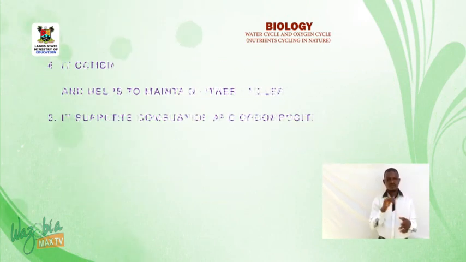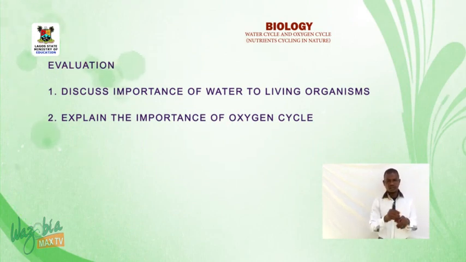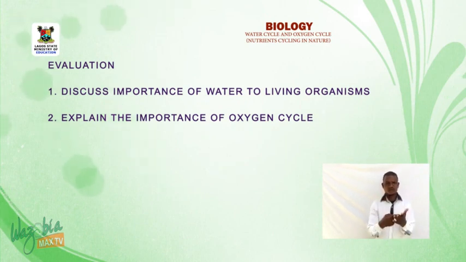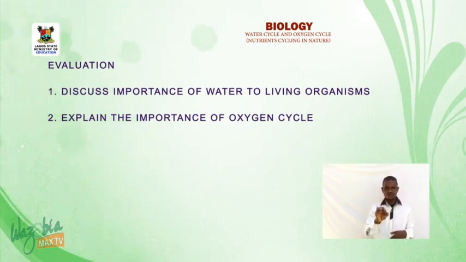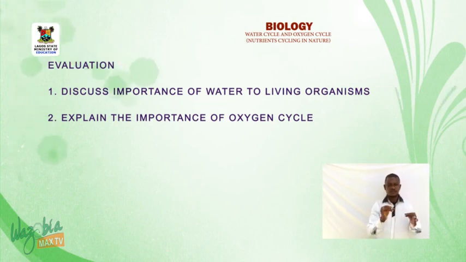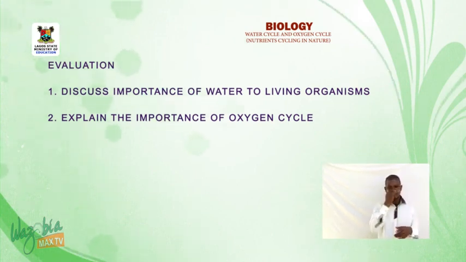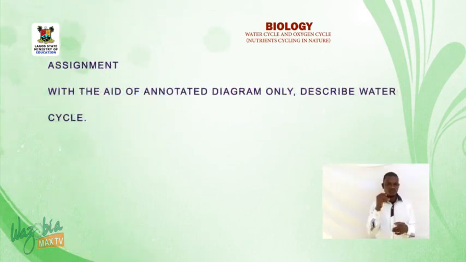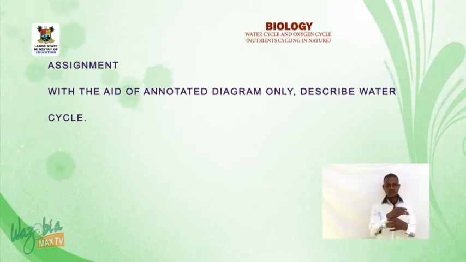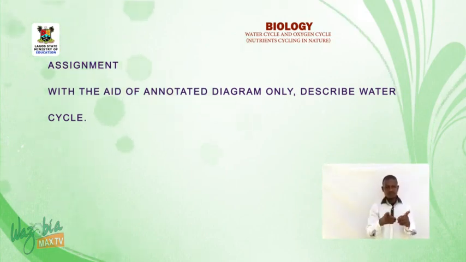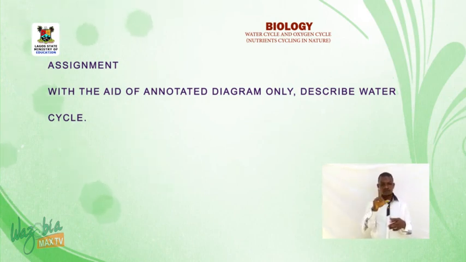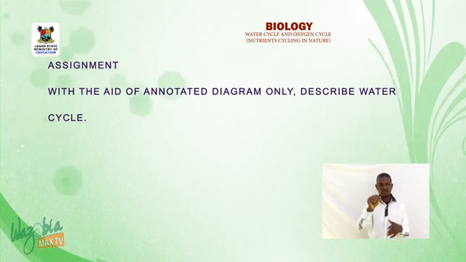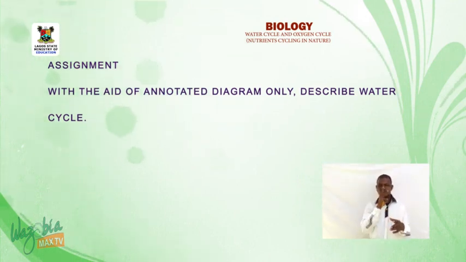Now, evaluation. You can take this question for self-assessment. 1. Discuss the importance of water to living organisms. 2. Explain the importance of oxygen cycle. Assignment or take home. With the aid of an annotated diagram only, describe water cycle. The question again. With the aid of annotated diagram only, describe water cycle.